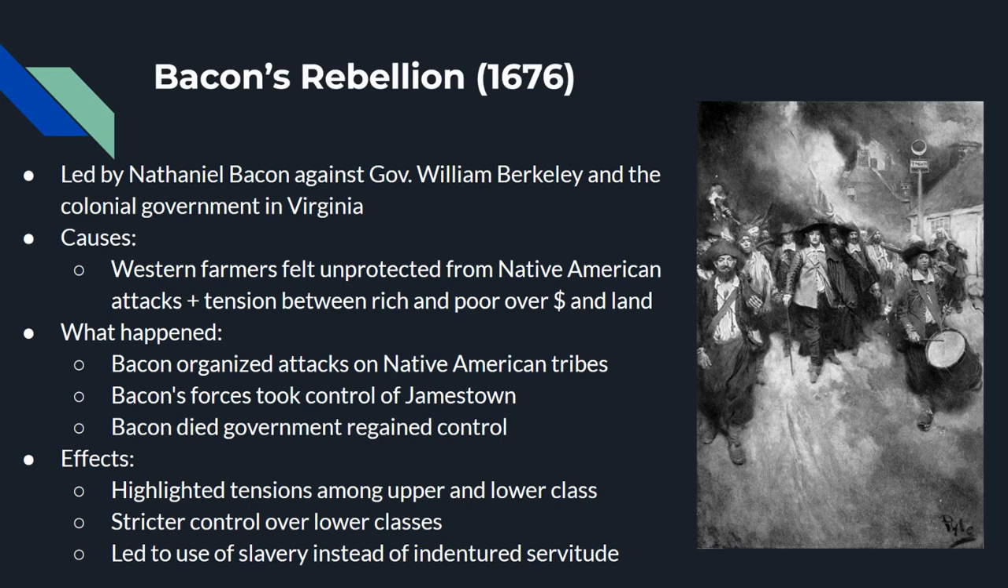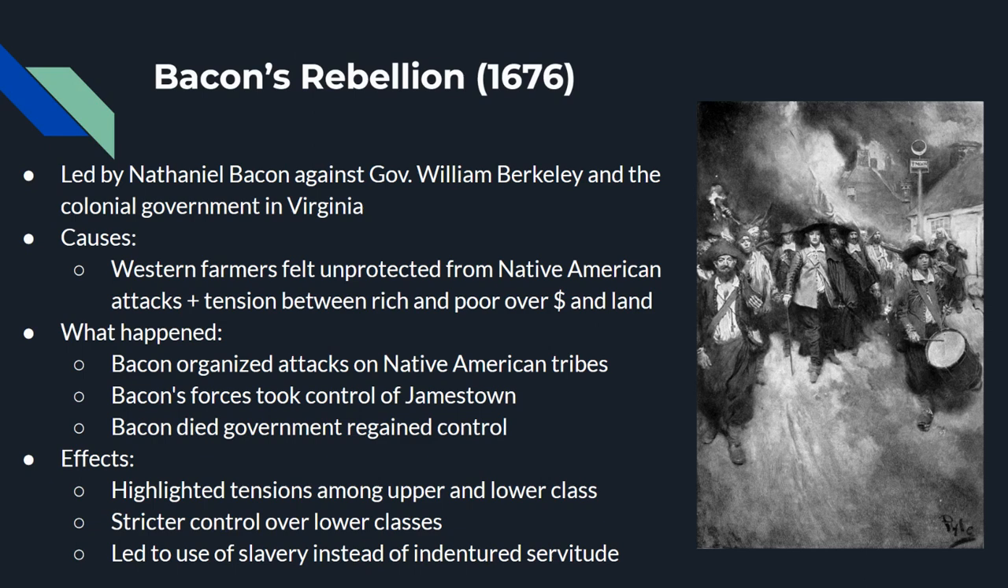All right. So Nathaniel Bacon is a farmer and he's an indentured servant, and he feels that the government is not doing enough to protect them from Native American attacks. Bacon feels that Governor William Berkeley is too friendly to the natives, feels that the colonial government has too much power, the taxes are too much, the poor aren't getting enough money. Okay, so it's this struggle between the indentured servants and the lower class and the upper class, and that's some of the causes. And so what happens during the rebellion?